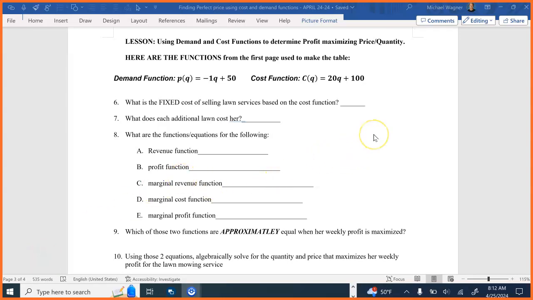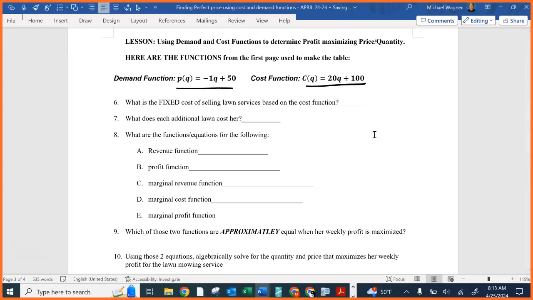All right, so let's go ahead and go over the next part here. Now, I'm looking at the same demand and cost function that we used to create the table, right? Does everybody understand that?